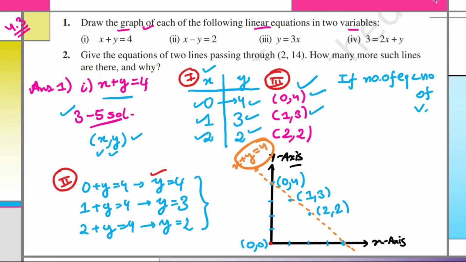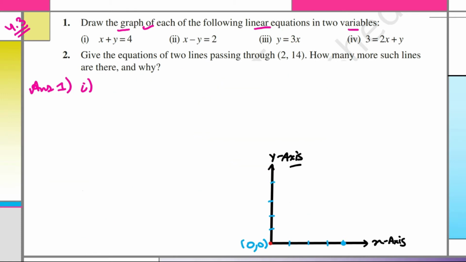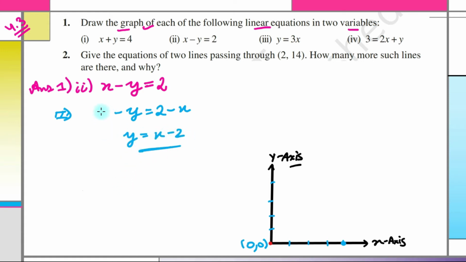Now the next part. Okay, my friends, we are going to solve another equation. This part is actually very easy, so let's solve it quickly. Here the equation is x minus y equals 2. We just rearrange it a little bit and write it as minus y equals 2 minus x, after moving x to the right-hand side, and we get y equals x minus 2. So I have written the same equation in a simpler format: y equals x minus 2.